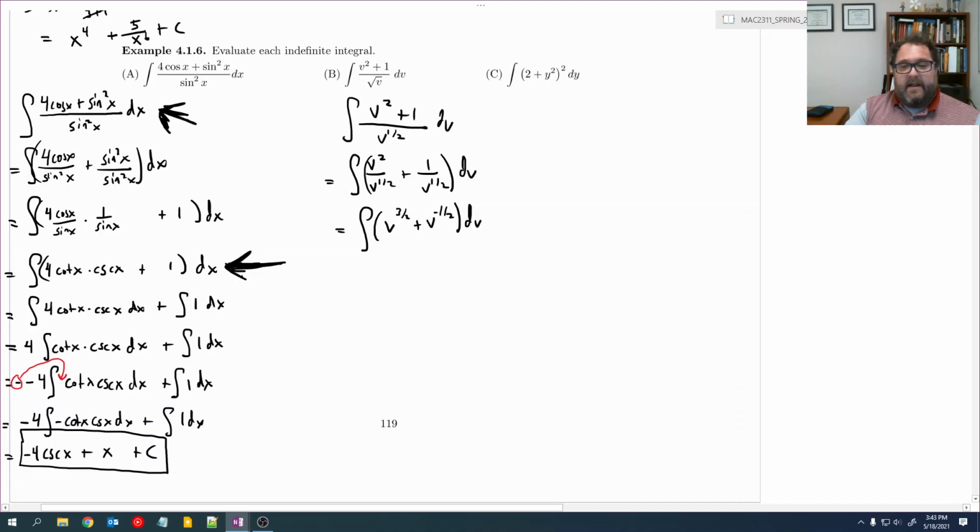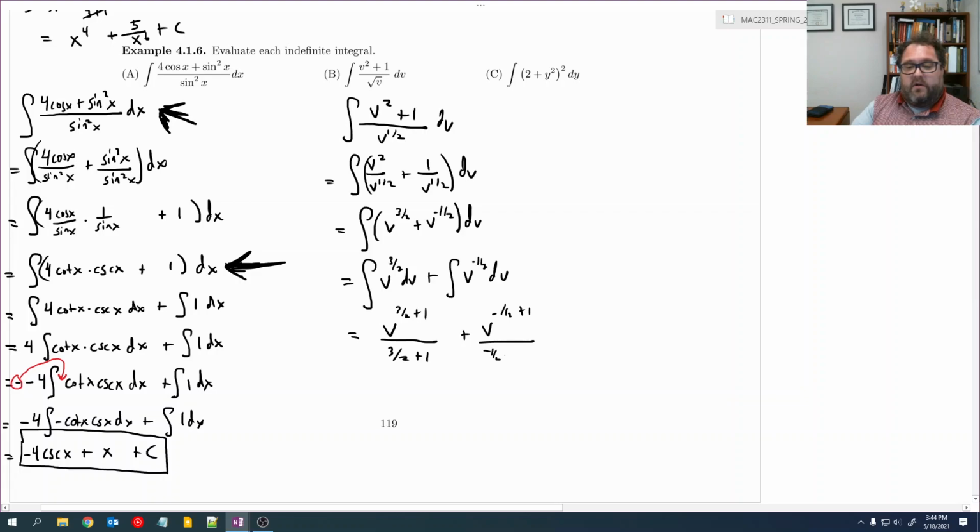Okay? So now that we've done this, we can apply the sum difference rule and say this is the antiderivative of v to the 3/2 dv plus the antiderivative of v to the negative 1/2 dv. And now we have two individual power rules to take care of. Let's see, we have v, we're going to increase the power by 1, then divide by that new power, both times. Now we have v to the negative 1/2 power plus 1 over negative 1/2 plus 1 plus c.